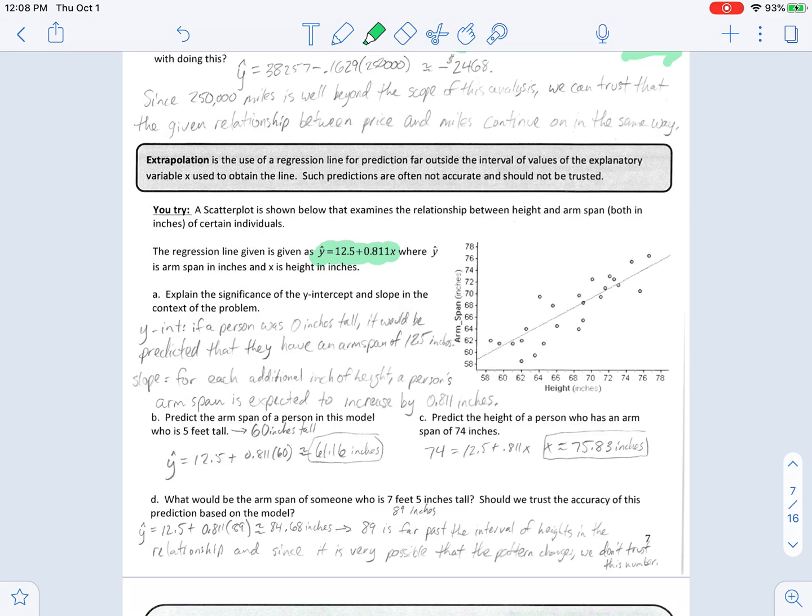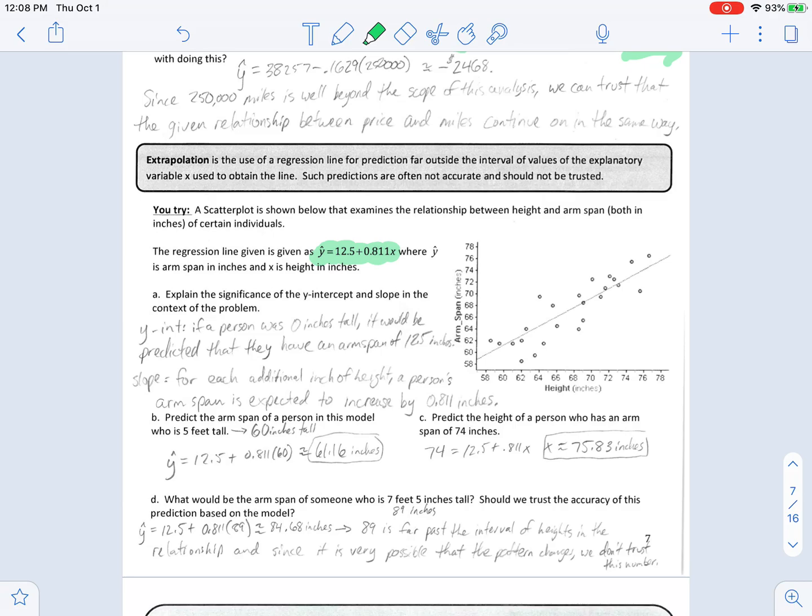Obviously, if you start going lower and lower, one, there's no such thing as a person that's 0 inches tall. But also, this pattern will not continue in this linear way all the way down to 0, right? So that's why extrapolation is important to understand.